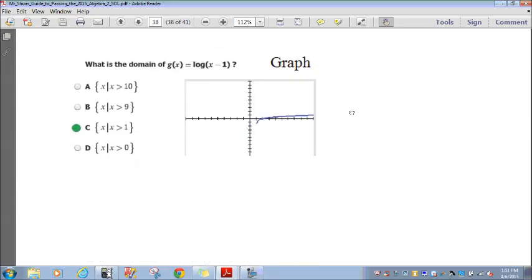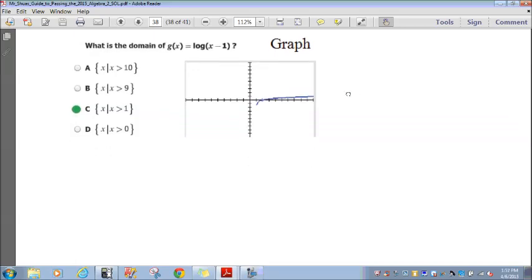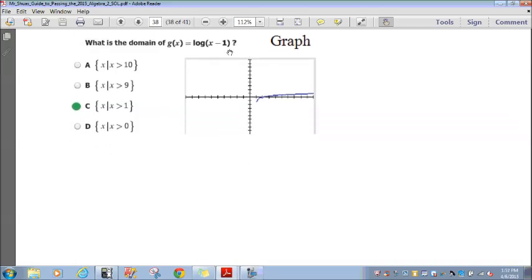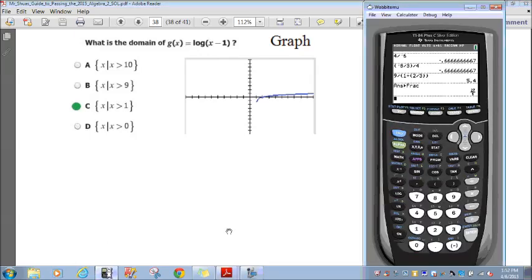What is the domain of g of x equals log of x minus 1? Simplest thing to do, just plug it in. Just plug it in. Let me clear this. Y equals, let me clear this out. So that says log. So you hit your log key, parentheses x minus 1. Graph it.